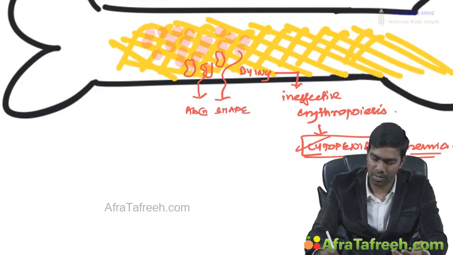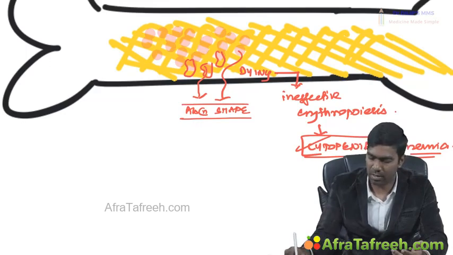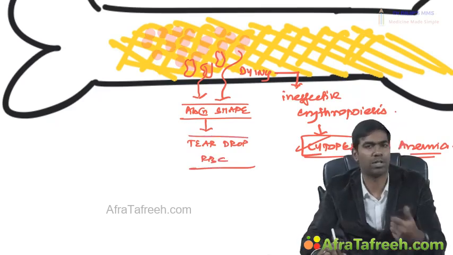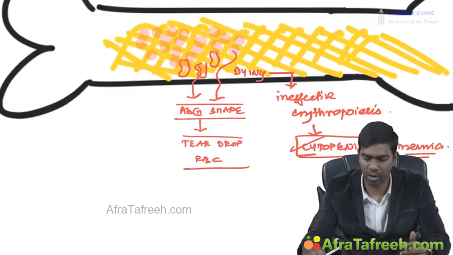Abnormal shape will be there, and the best example for this abnormal shape of the cells is what you're going to get, a teardrop RBC. Teardrop RBC. This is one example of why you get an abnormal shape. So teardrop RBCs move out and come out, so teardrop RBCs are very common.